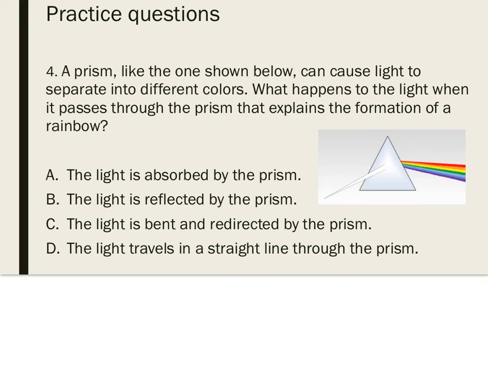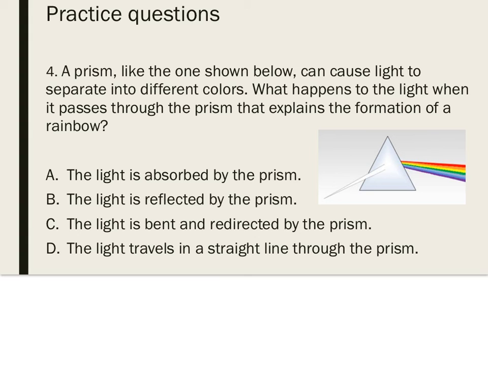All right, number 4, a prism like this one shown can cause light to separate into different colors. So what happens to the light when it passes through the prism that explains the formation of a rainbow? So pause this and see what you come up with.